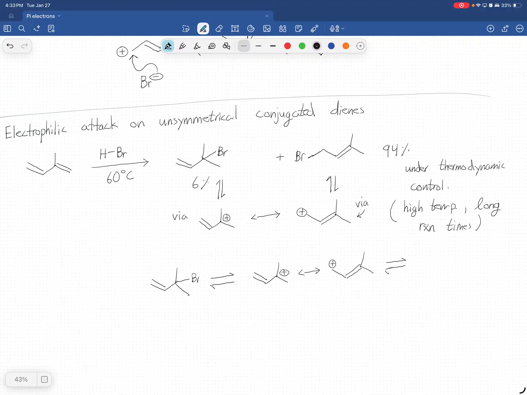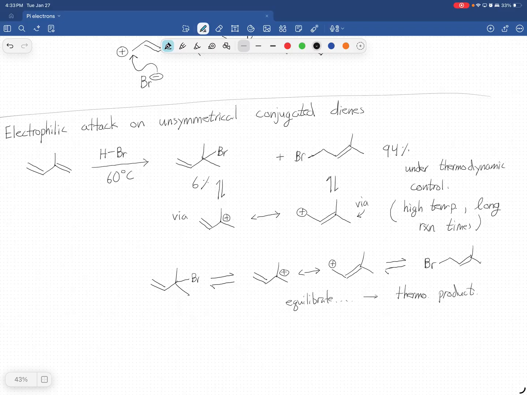Maybe I should do it like this, until it goes to this Br, this bromo compound. So if it has time to equilibrate, it will equilibrate and give you the thermodynamic product here. If there's not enough temperature or enough time for this reaction to equilibrate, it's going to go to the kinetic product. So that's the difference.